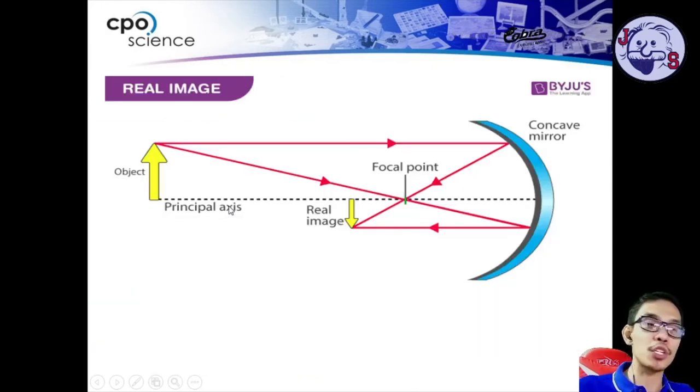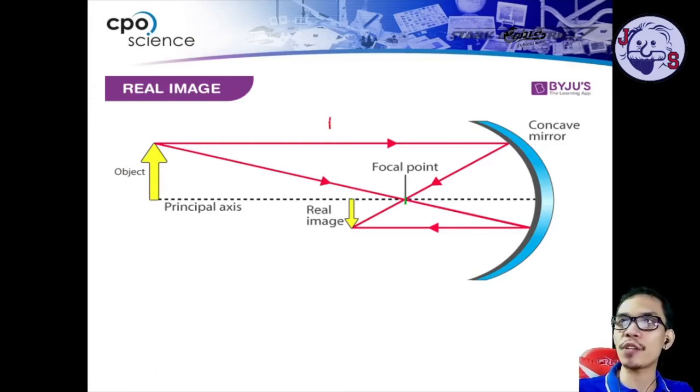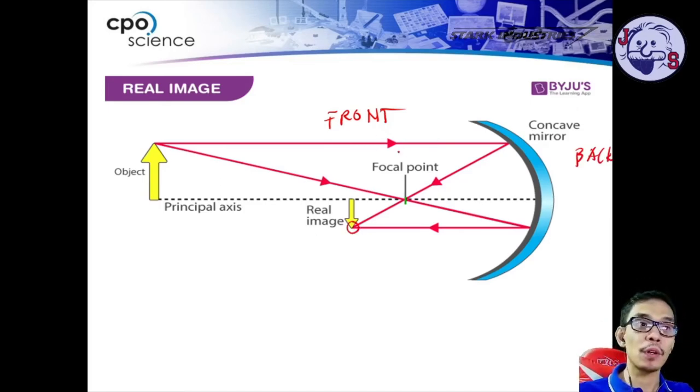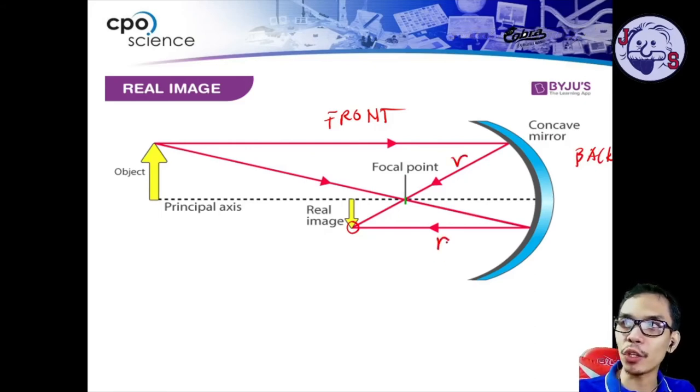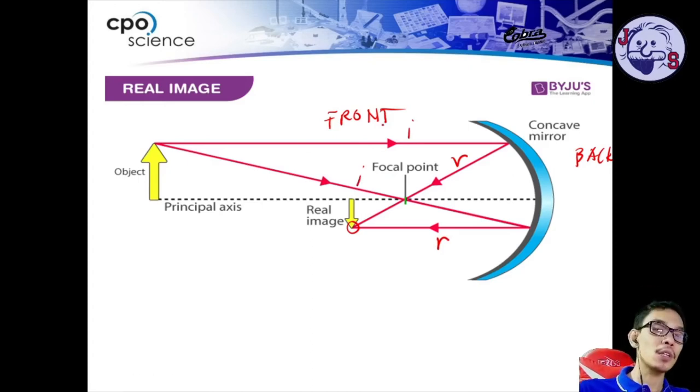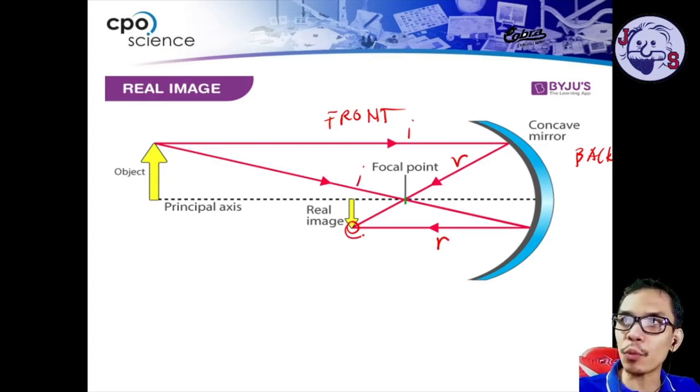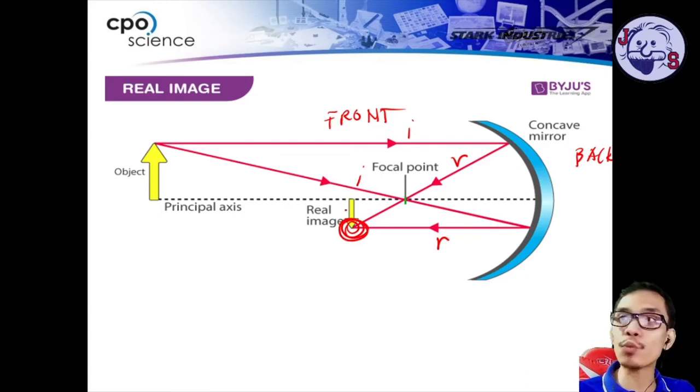But in a real image, there is a part in front of the mirror. So this is the front, and this is the back of the mirror. There is a place in front of the mirror where the light intersects. Only the reflected rays, take note. Only the reflected rays. So this is an incident ray. The reflected rays intersect with one another at this point. So that is why you have your real image here.